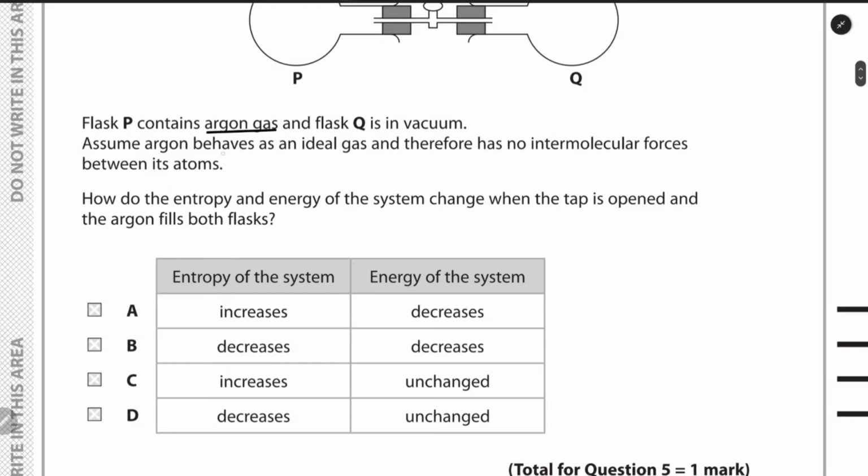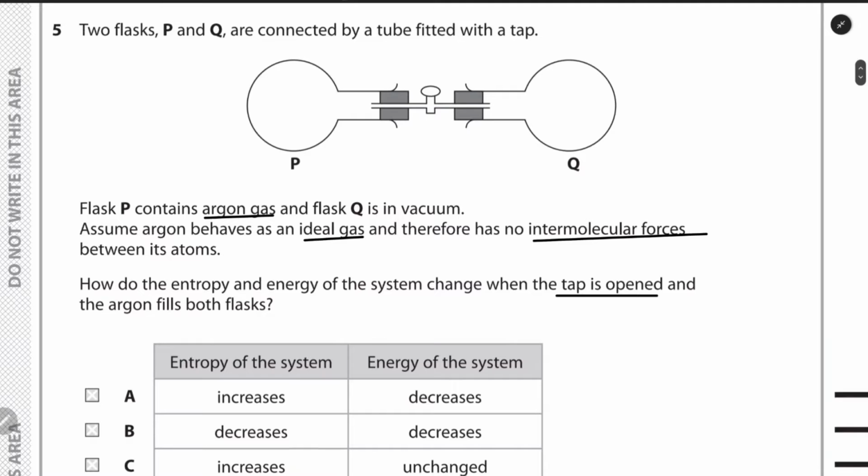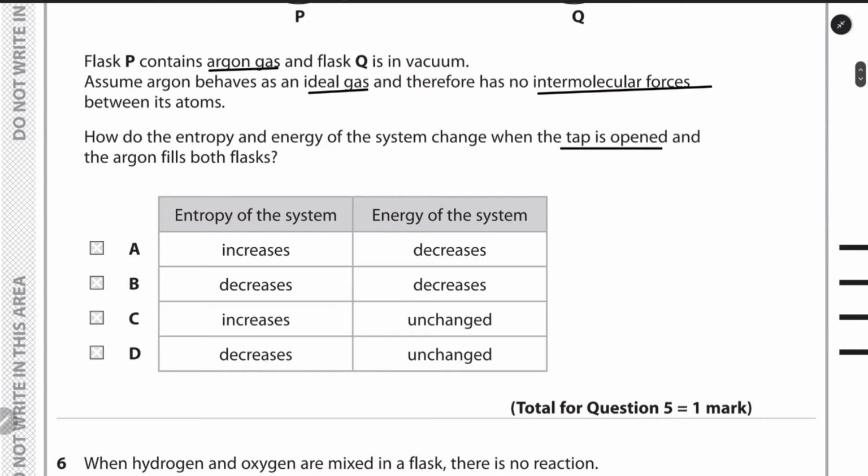We have to assume that argon behaves as an ideal gas and has no intermolecular forces. We have to talk about how the entropy and energy of the system will change when the tap is opened. If we open the tap, the argon was only in flask P. If I open the tap, the argon will be in flask P and Q. So the entropy of the system, or the disorder, will increase. So option B and D are out.